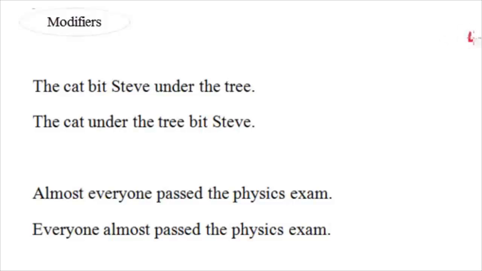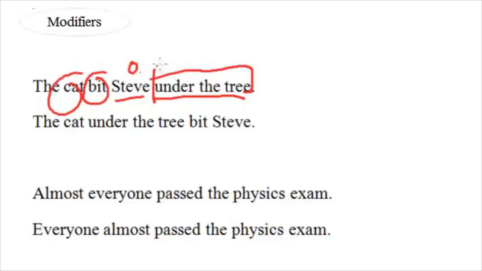So let's look at this example over here. The first one says, the cat bit Steve under the tree. Remember, always identify the subject first, and then the verb, which is bit, and then what did it bite? It bit Steve. That's the object. Under the tree: this one, the modifier is under the tree. But what is it modifying? It's modifying the action bit. So the cat bit Steve under the tree.